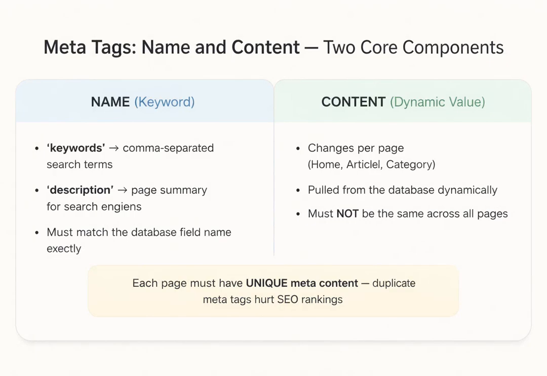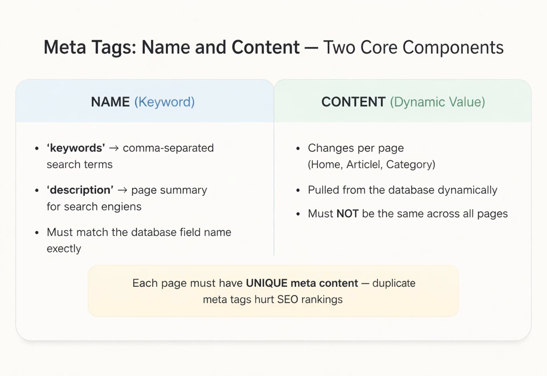Picking up from where we left off, when we talk about meta tags, there are 2 fundamental pieces to every meta tag: the name and the content. The name is the identifier, things like keywords or description. The content is the actual value that gets passed in. Now here's the critical point. The content must be dynamic.